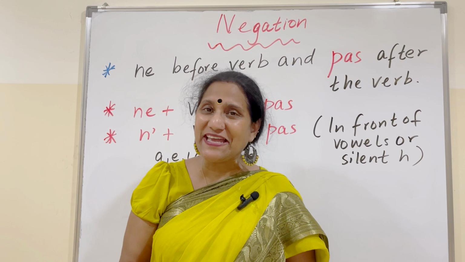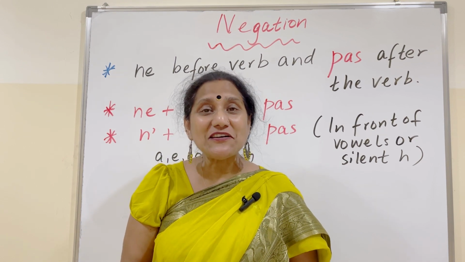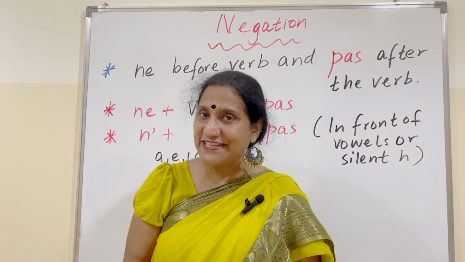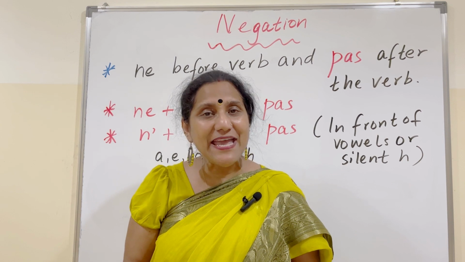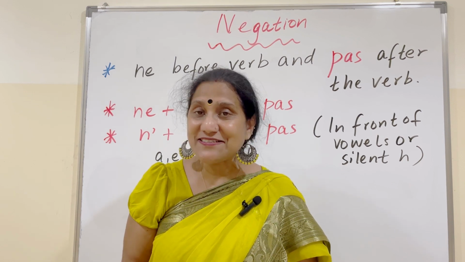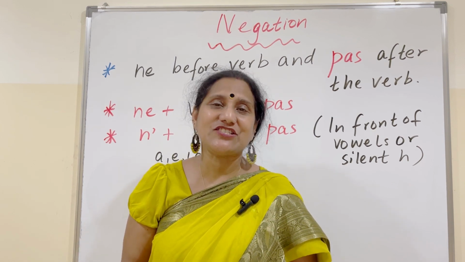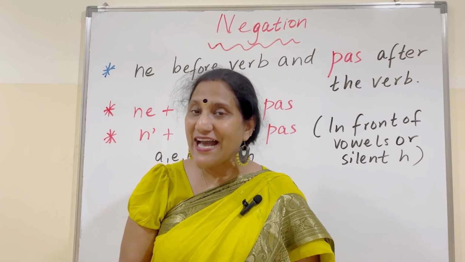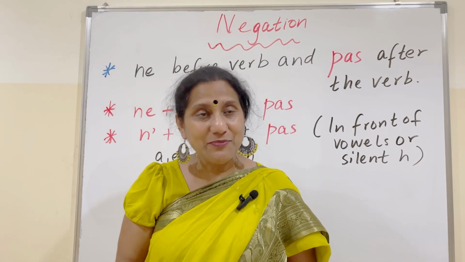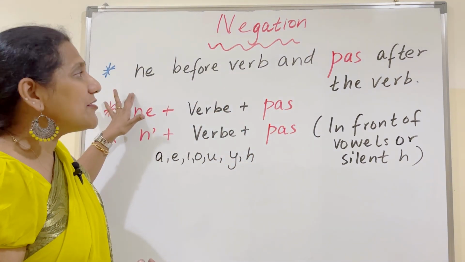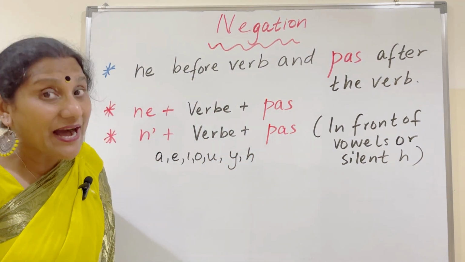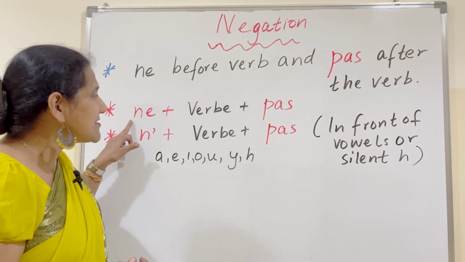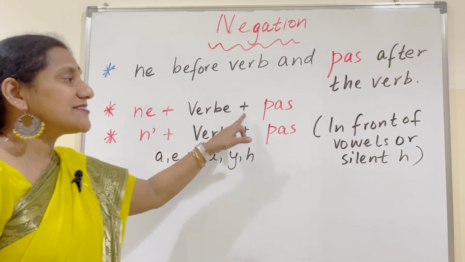Let's enjoy learning French. Today we are going to learn negation in French. How do we turn a sentence into a negative in French? Well, you need to put ne before the verb and pas after the verb. So here we go, ne before the verb and pas after the verb. So it's ne plus verb plus pas.